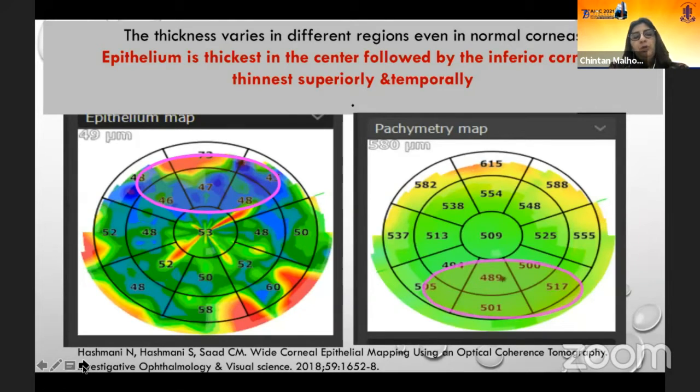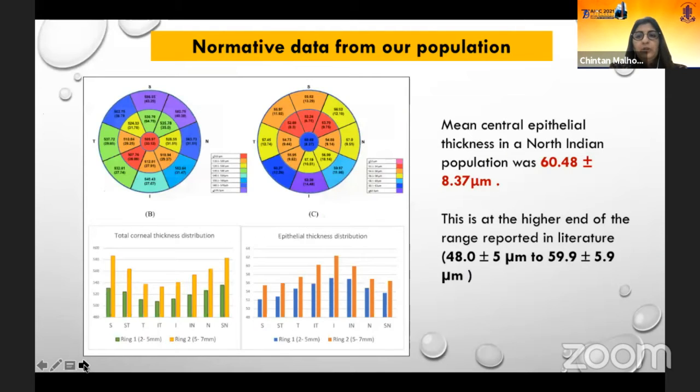Now, it's important to understand that even in a normal eye, the epithelium varies, there's topographic variation. So the epithelium is thickest in the center and it is slightly less thick in the inferior cornea, but it is thinnest superiorly and temporally. And that's because of the effect of the blinking of the lids. Now, this is some data from our population. This was data for around 65 eyes. And we've seen that in our North Indian population, the central epithelial thickness is at the higher end of the spectrum which has been reported from the rest of the world.